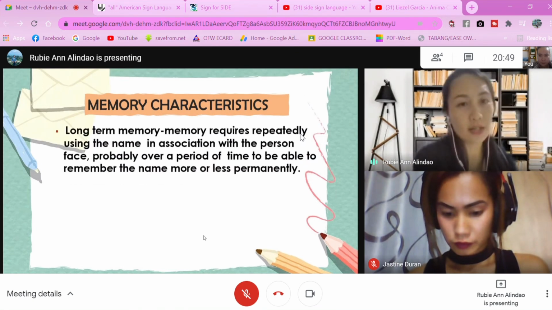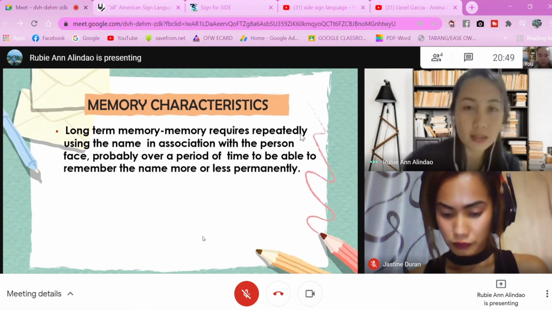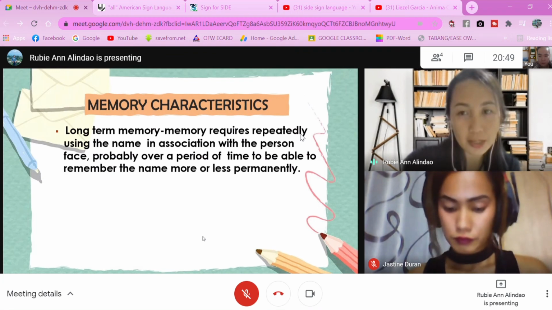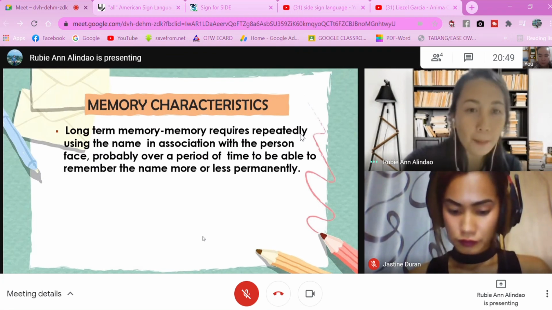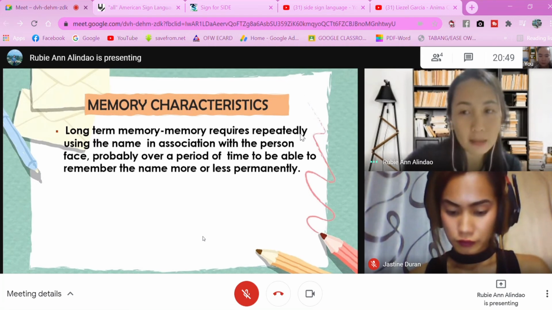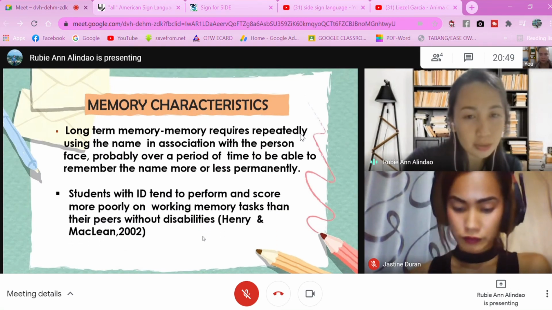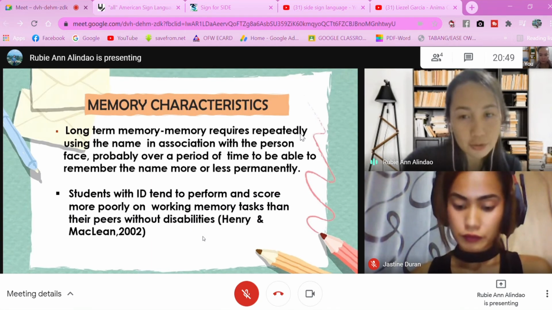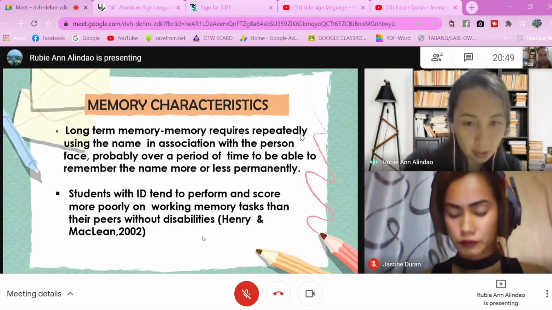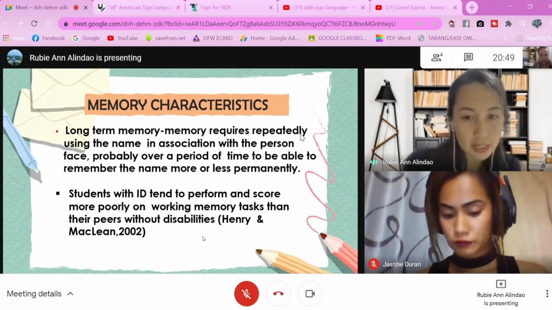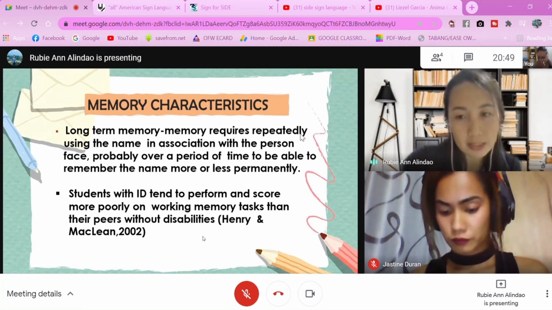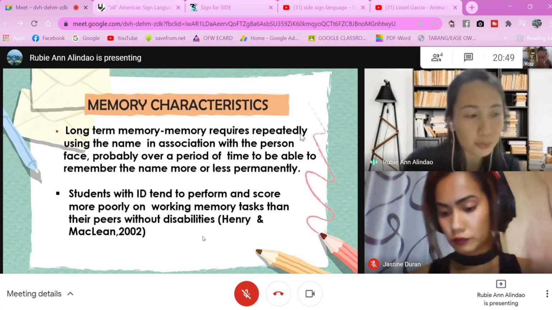The next characteristic is long-term memory. Memory requires repeatedly using the name in association with the person's face, probably over a period of time, to be able to remember the name more or less permanently. Next, students with intellectual disabilities tend to perform and score more poorly on working memory tasks than their peers without disabilities. That is according to Henry and McLean, 2002.